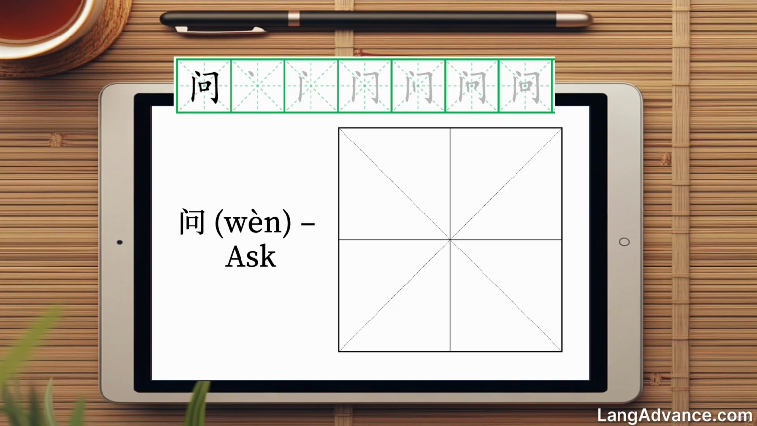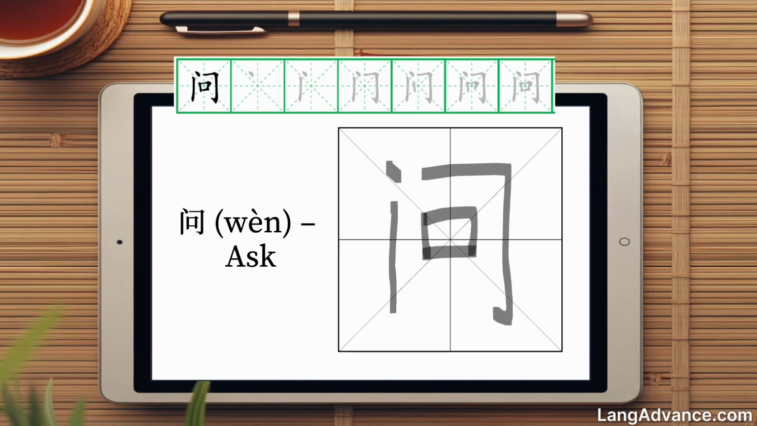Let's write an easy one, which means to ask. You are asking something. Basically, it is a 门 and a 口. 门 is the outer frame, which is this one. 门 means door.